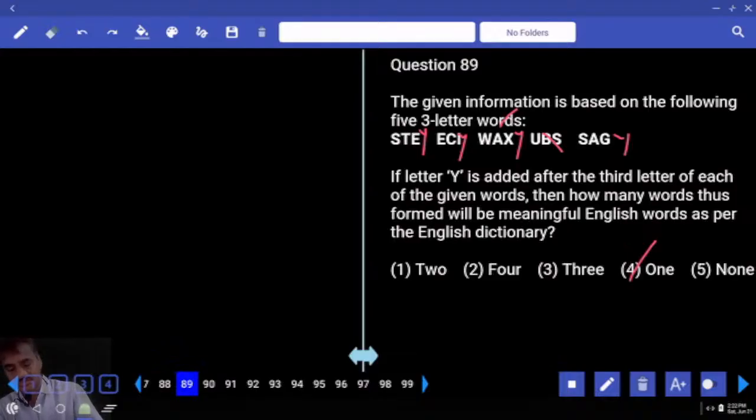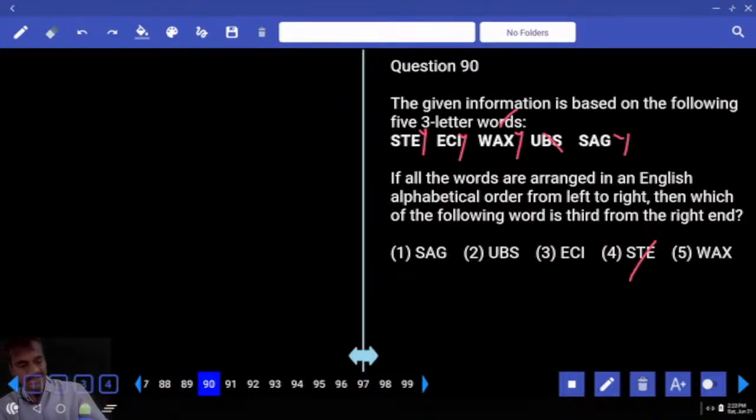Then, next one, question number 19. Now in this 19, if all the words are arranged in alphabetical order, from left to right, which of the following is third from the right? Alphabetical order, and this is 1. Next one is 2. Now this will be 3. Now that is the choice for question number 90. The next one, 91.